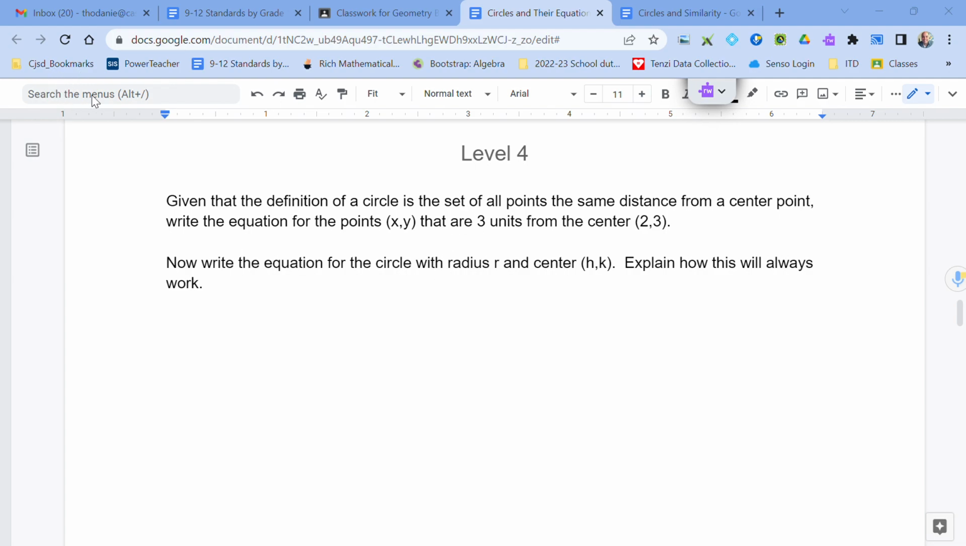Now, let me see if I can turn the animation on and the trace on. So if you notice what happens in that situation, I've got a fixed distance, 3, and I'm finding all of the points that are 3 units from this center point. What shape do I get? I get a circle. I get a circle, right? And I can use Pythagorean theorem to define this circle, and here's how. Again, watch again. I'm going to turn that animation off.